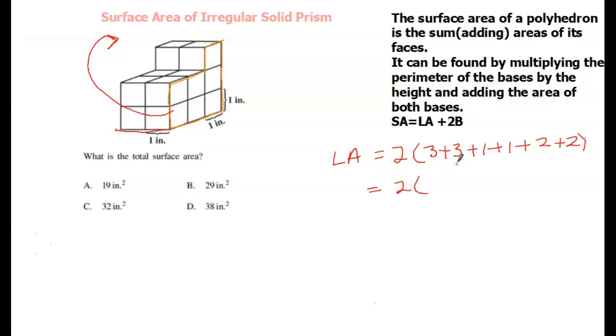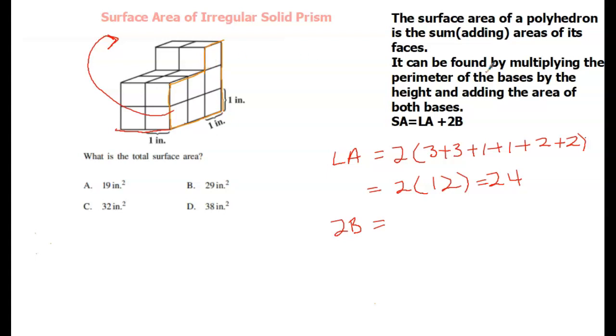So we got 2. We add everything together, we're going to get 12. And 2 times 12 is 24. We need a 2B, so that's the base. The base is of 2.